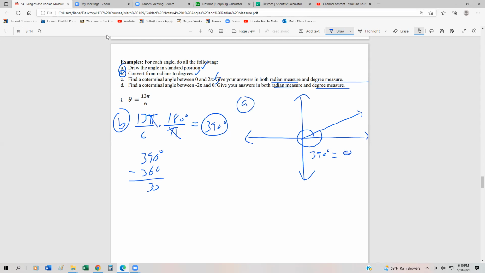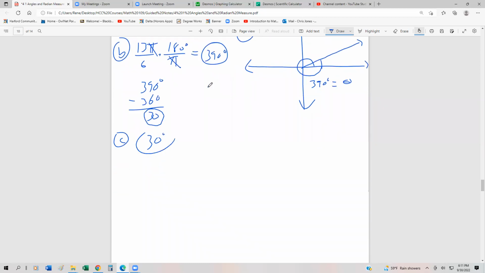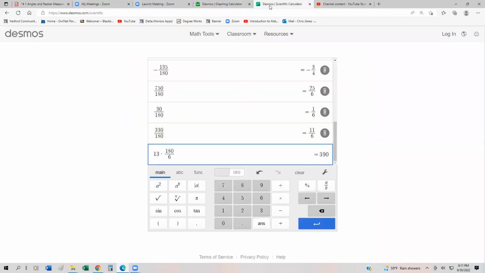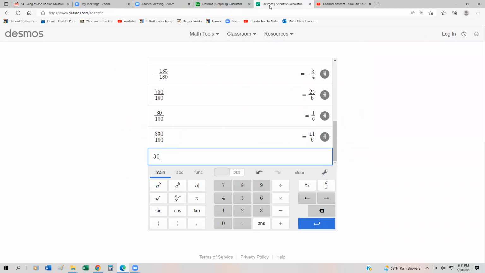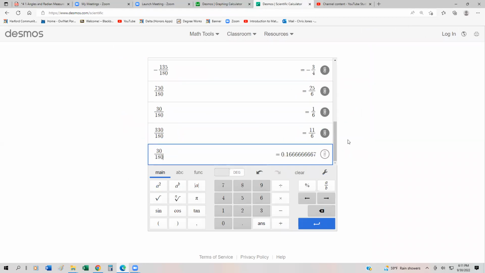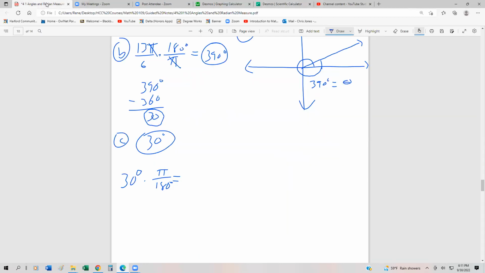And now we just need to get some coterminal angles. The good news is we've already got one of them. It's 30 degrees, because that's a measure that is between 0 and 2 pi. So for letter C, we have 30 degrees, and we're going to convert that into radians as well. We're going to take 30 degrees and multiply that by pi over 180. If we go into our calculator, we take 30 over 180, and that just gives us pi over 6.